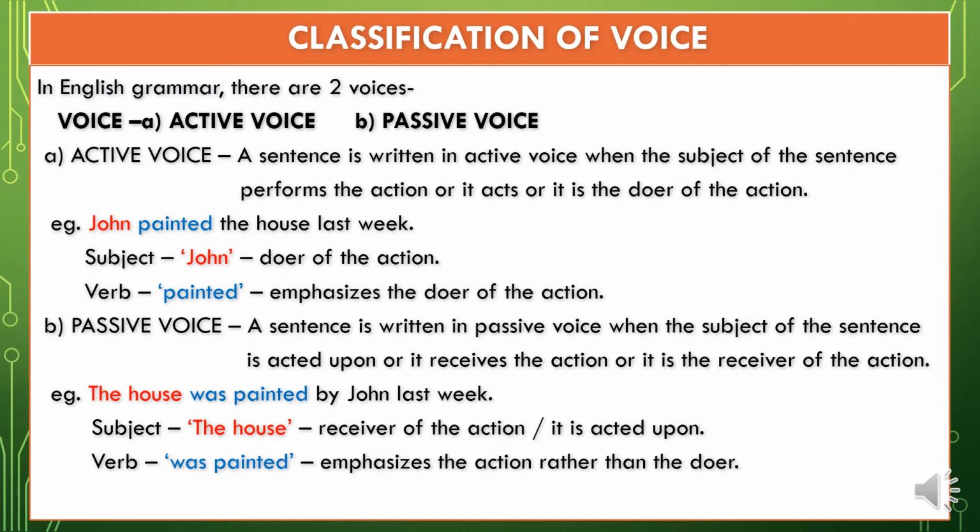A sentence is written in active voice when the subject of the sentence performs the action, or it acts, or it is the doer of the action. When a sentence is written in active voice, at that time the subject is the performer of the action. When the subject performs the action, when the subject acts, or the subject is the doer of the action, then it is called active voice. So it is called that the sentence is in active voice.